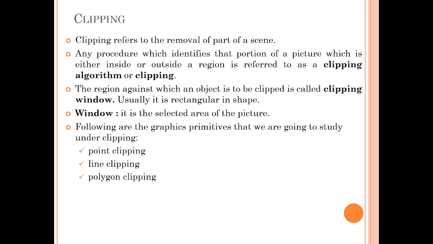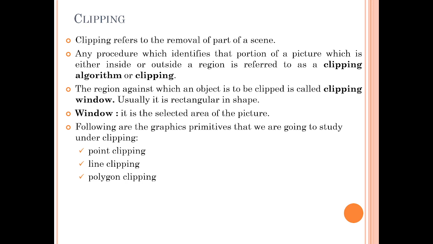See, clipping. Clipping refers to the removal of parts of the scene. Simply, we can say that the lines or polygons which are outside of the window will be removed. It is called clipping. That way you can say clipping refers to the removal of parts of the scene.